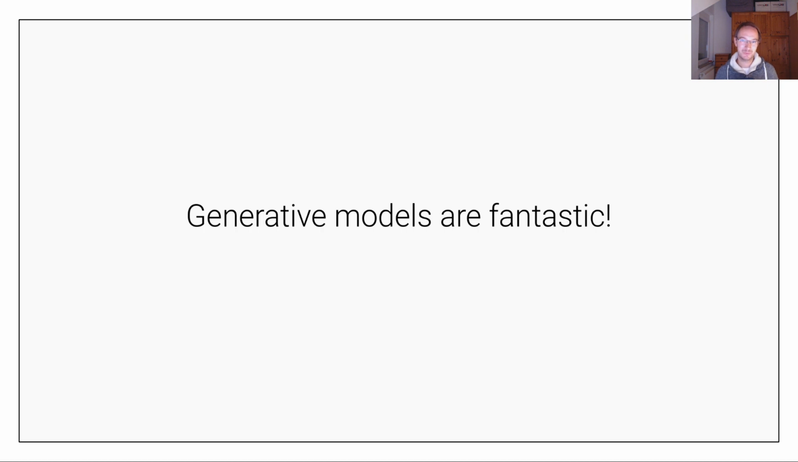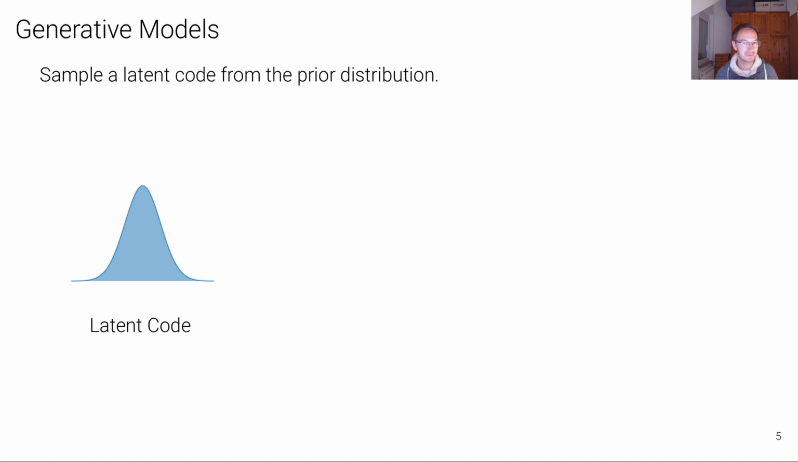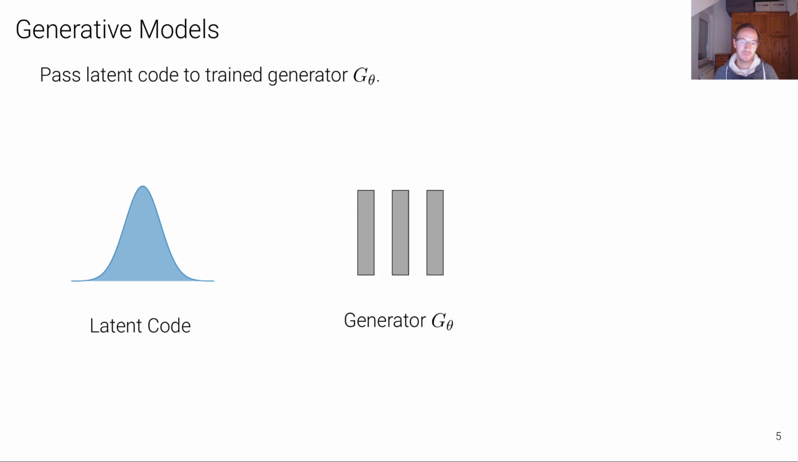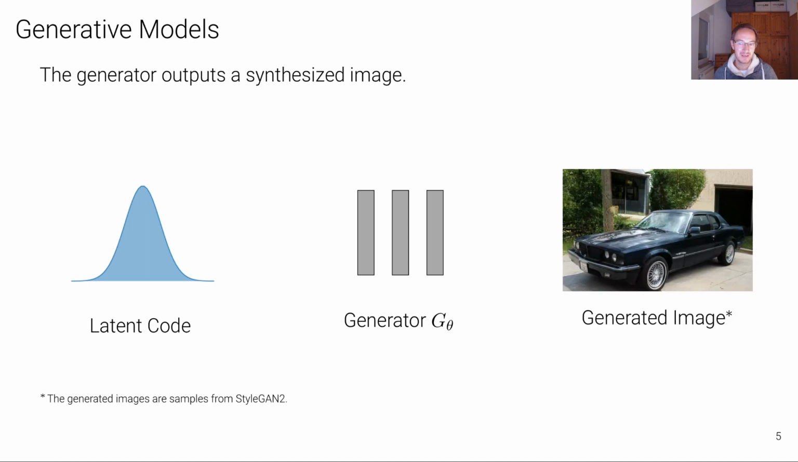As we all know, generative models are fantastic. And the idea behind them is quite simple. We sample a latent code from a low-dimensional latent space. We pass that latent code to a generator, which is a complicated nonlinear mapping that's parameterized by a neural network. And this outputs a data sample, or a sample that looks like a sample from the data set.